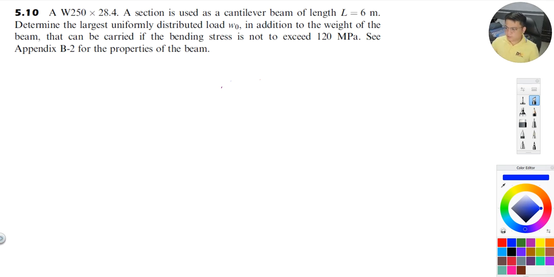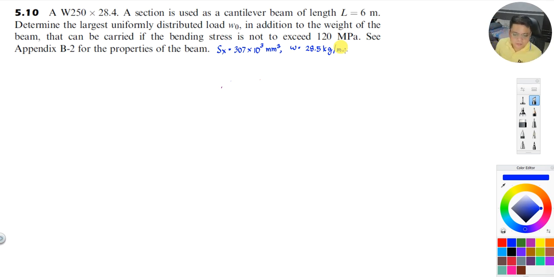Okay, so let's have this problem. A W250 by 28.4. I'll put the properties here. I have here Sx equals to 307 times 10 to the 3 mm cube. And then you can have the weight equals to 28.5 kilogram per meter. Okay, so you can have that.